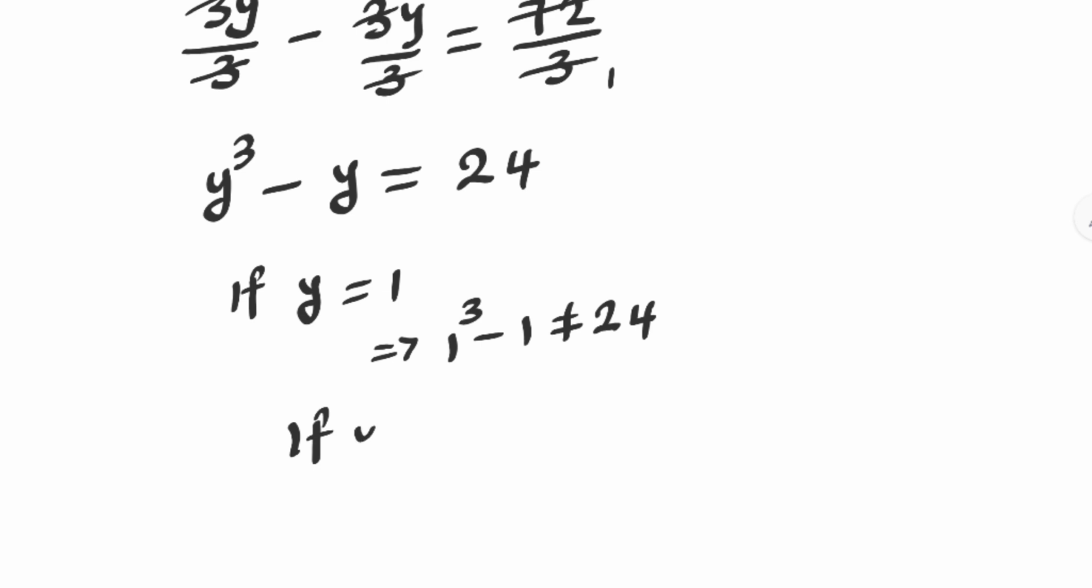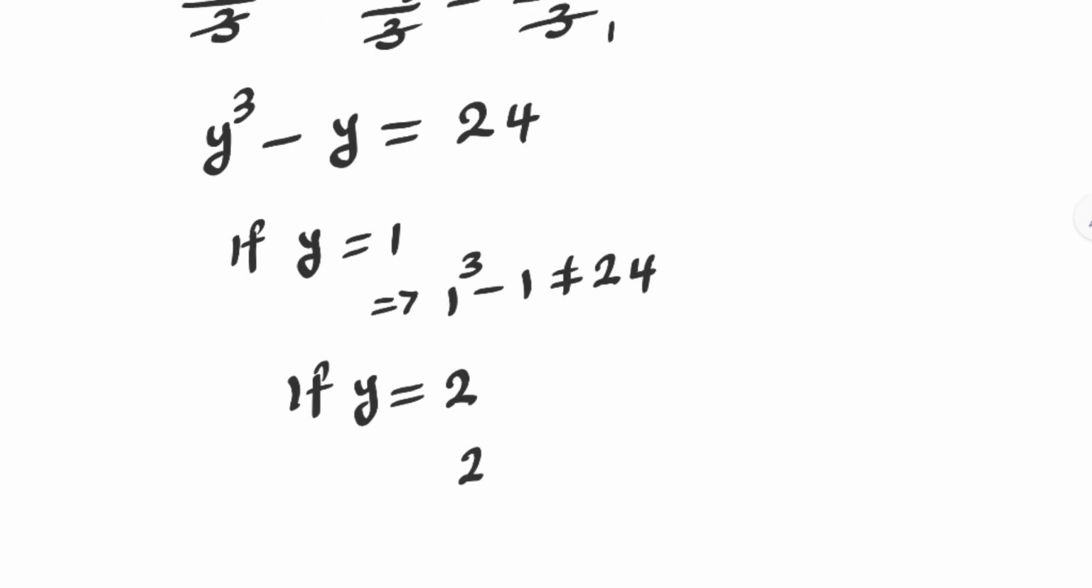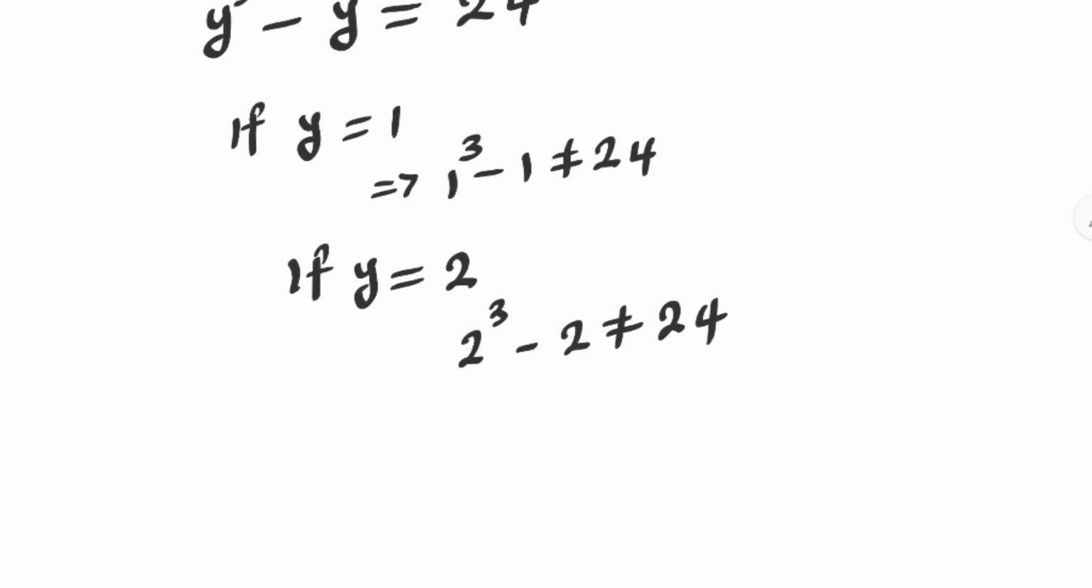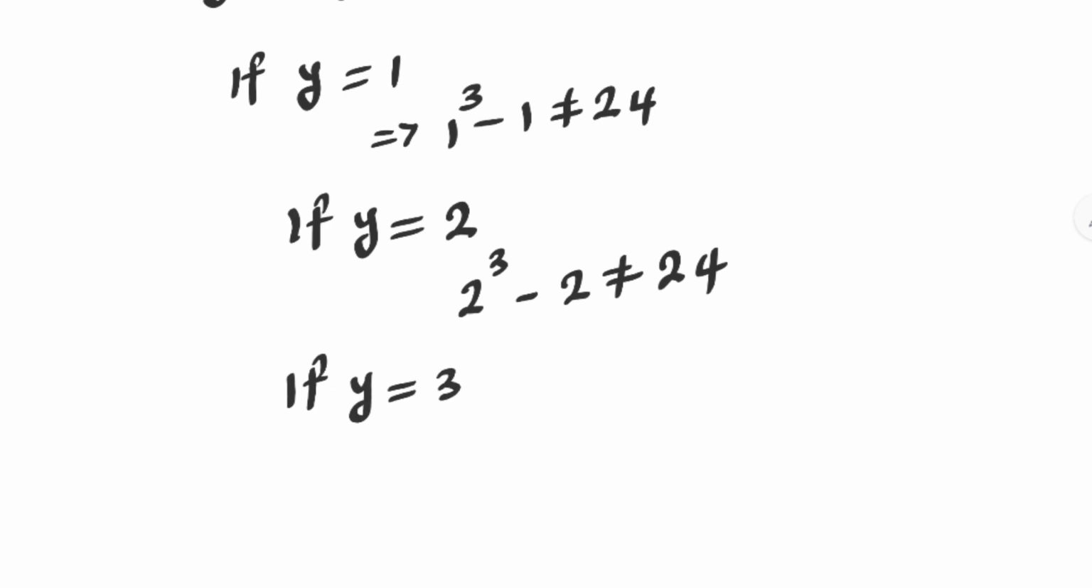If y is equal to 2, 2 raised to power 3 minus 2. 2 raised to power 3 is 8 minus 2. This is not equal to 24. Now let's see if y is equal to 3. We have 3 raised to power 3 minus 3. 3 raised to power 3, that is 27 minus 3. This is equal to 24.